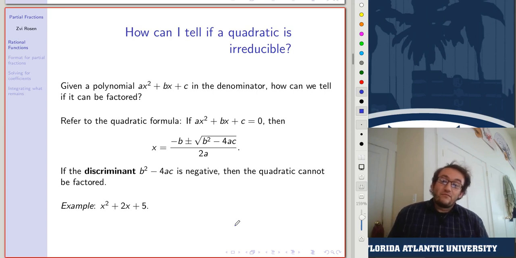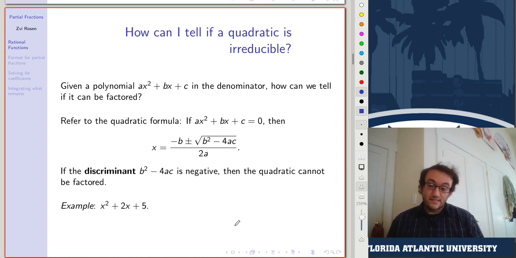But let's say we have a quadratic polynomial, a polynomial of the form ax squared plus bx plus c. How do we know if it can be factored? How do we know if we can say this is actually an irreducible quadratic? Well, we'll refer to the quadratic formula, which we are familiar with certainly from high school. If ax squared plus bx plus c equals 0, then the two solutions, possibly one, are x equals negative b plus or minus the square root of b squared minus 4ac over 2a. If what's called the discriminant, b squared minus 4ac, is negative, then the quadratic cannot be factored.